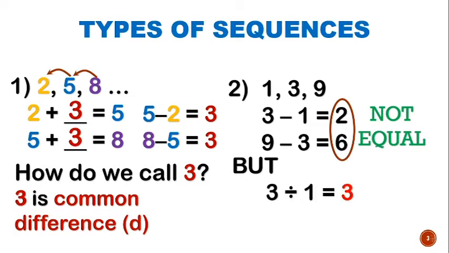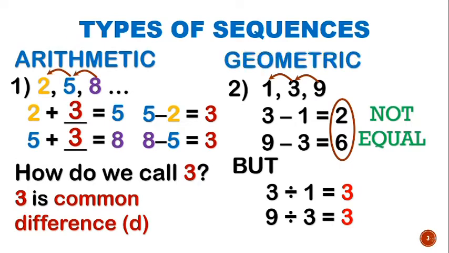Pero, tingnan natin to. 3 divided by 1 is equal to 3. 9 divided by 3 is also equal to 3. Doon naman sila nag-i-equal. So, ganun pa rin. Yung magkasunod pa rin. Second divided by the first, then third divided by the second. Pag yun naman na naging parehas, it's also another type of sequence. And those are what we call, for the first one, arithmetic. For the second one, it's geometric. So that's how you differentiate the two.